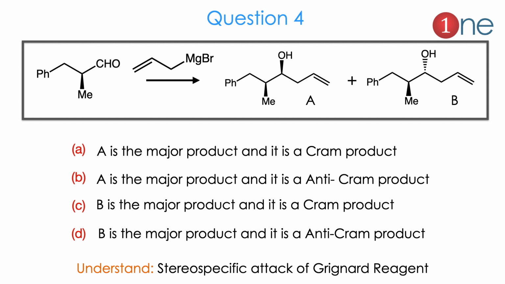Here the choices are whether they ask for a gram product or an anti-gram product, or which one, A or B, is major here. So you have to find A or B, gram or anti-gram. Here you have to understand the stereospecific attack of the Grignard reagent.